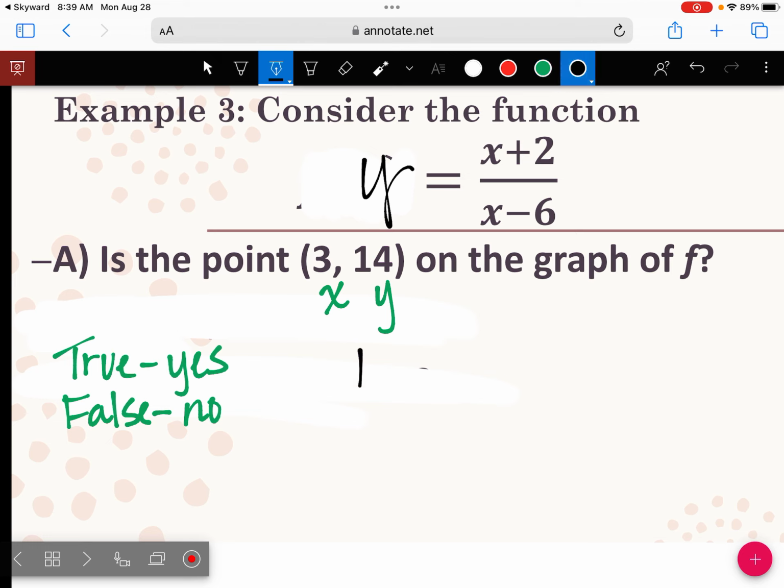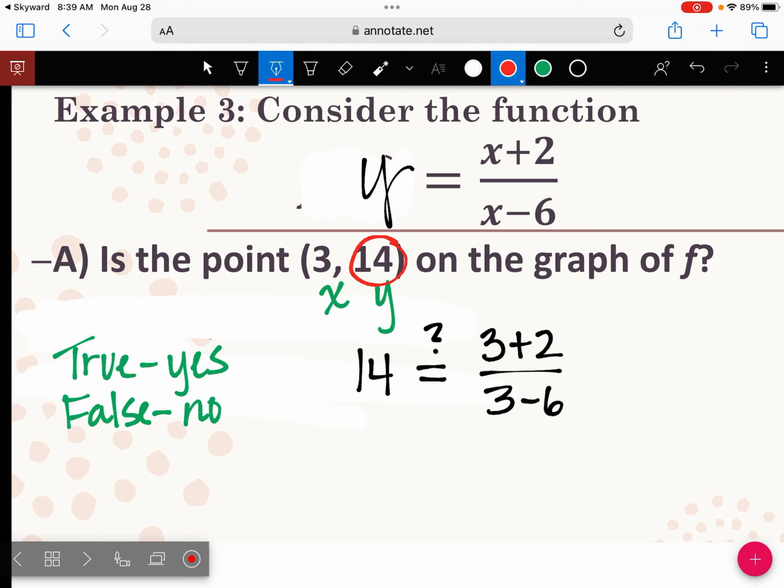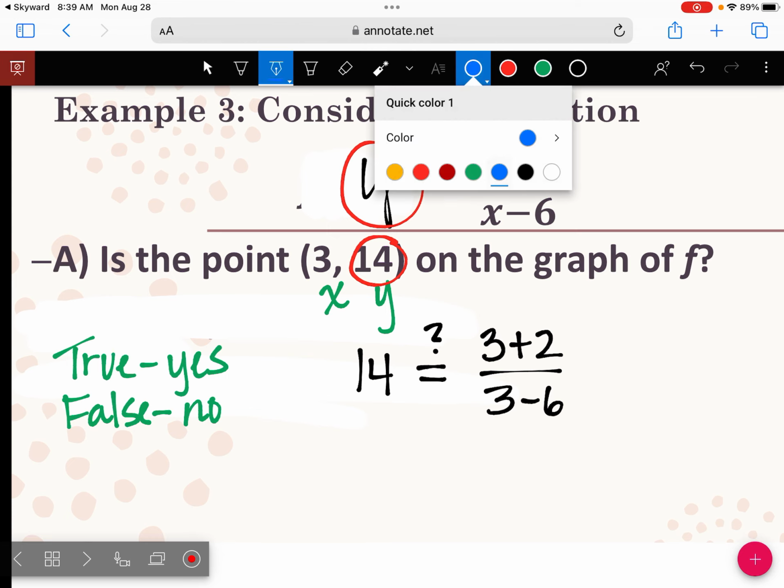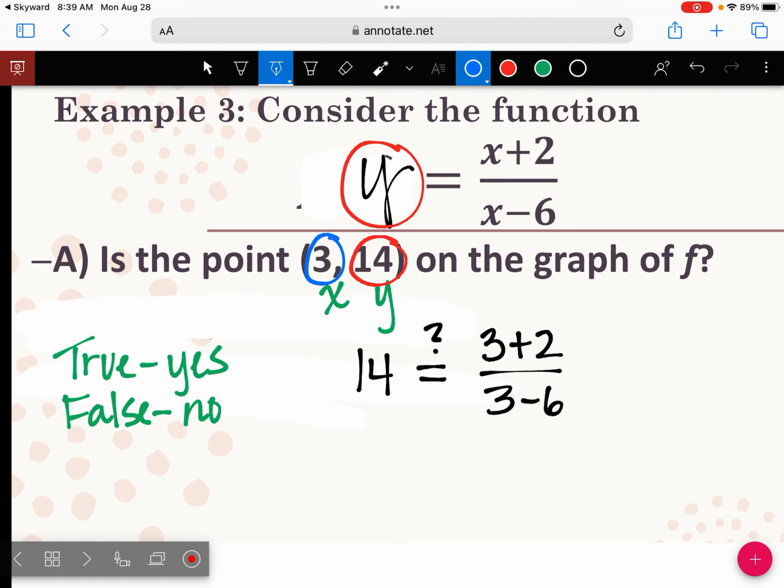So how do we figure out if the point (3, 14) is on the graph? So does 14 equal, I'm going to put a question mark, does that equal (3 plus 2) over (3 minus 6)? So I took this y value and I put it in place of y. And then I took my x value and I substituted it in place of x. And we're going to see if we actually get 14.